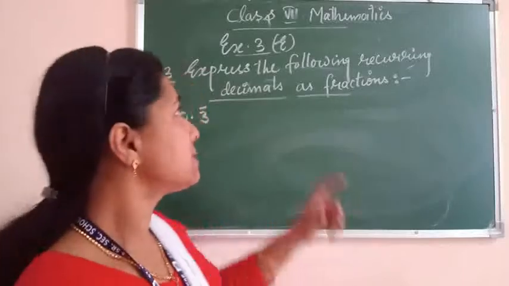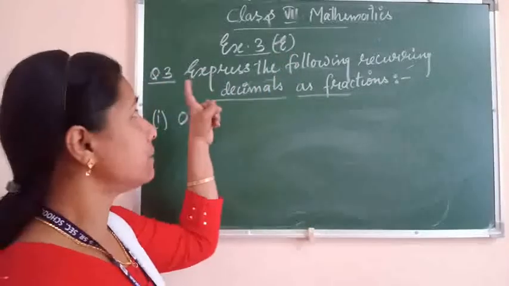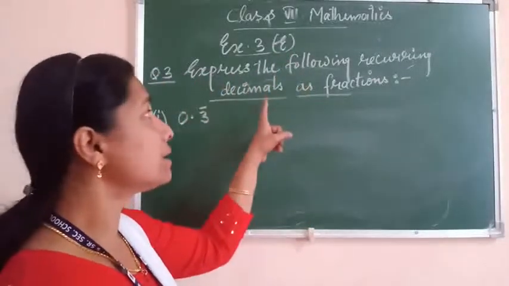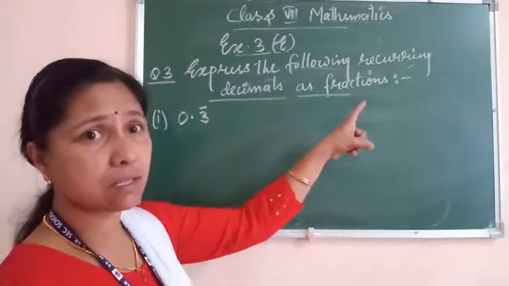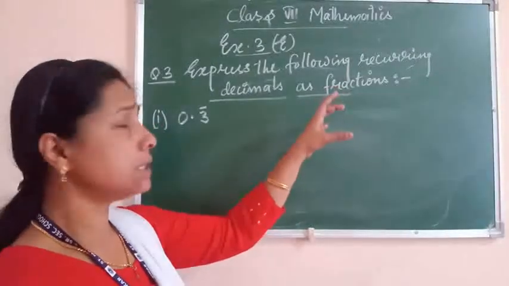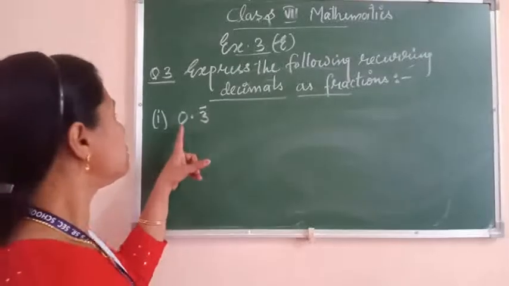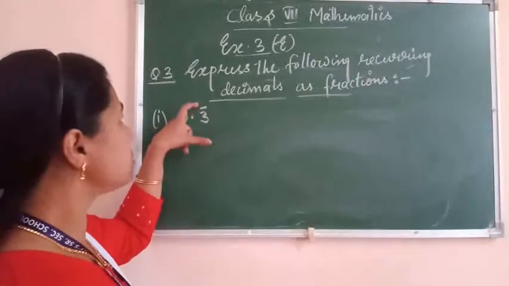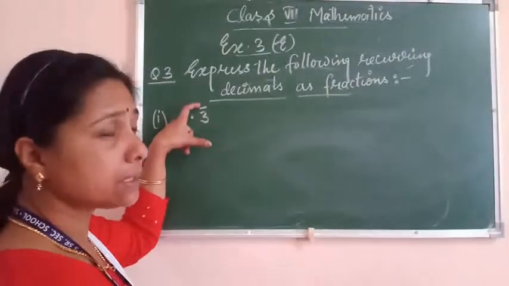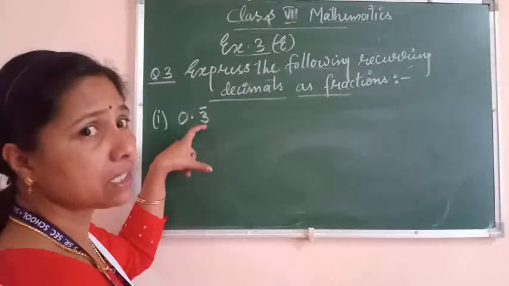That is exercise 3E, question number 3. Express the following recurring decimal as fractions. Recurring decimals means the repeating decimal. Here in this given question, 0.3, this bar is given above the number 3. That means the digit 3 is repeating here.